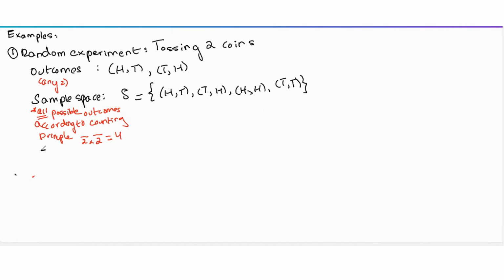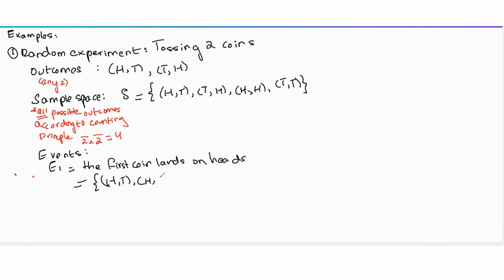Now let's look at some events. Recall, events are subsets of the sample space, so they include 0 or more outcomes. Let's define one event, E1, as the first coin lands on head. This is the first event that we've defined. So this is going to be head, tail, and head, head. Remember, it's a subset of the sample space. From the sample space, it includes 2 outcomes, head, tail and head, head.